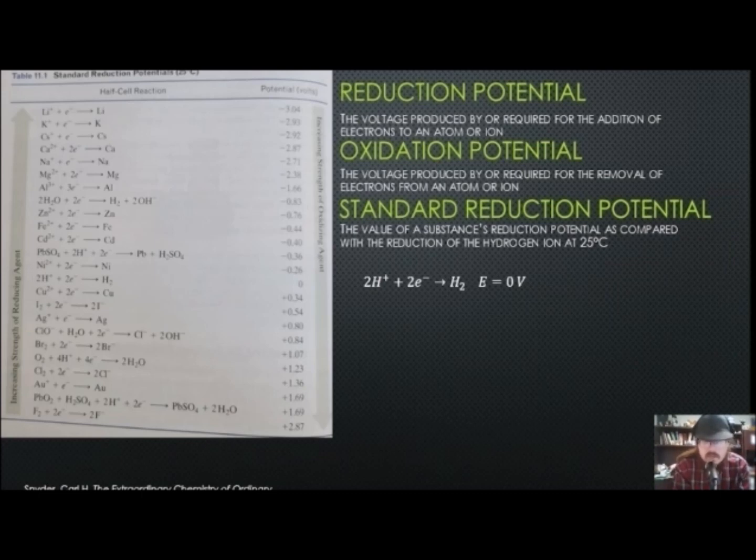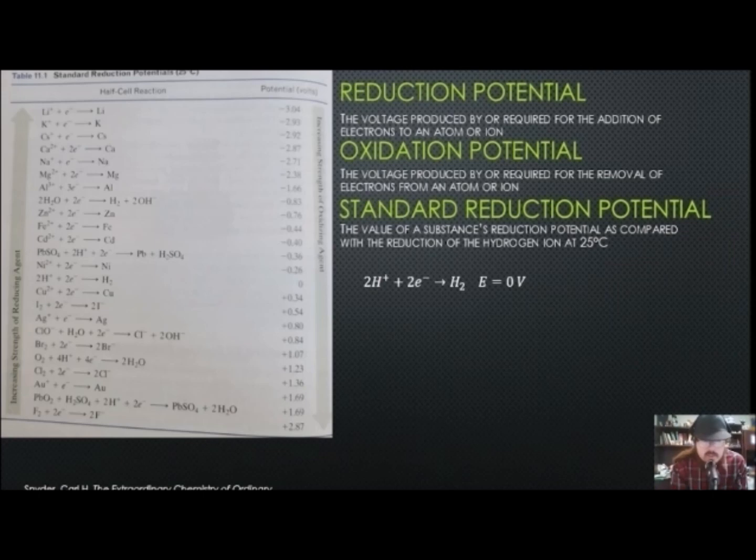It's not easy to isolate any half reaction by itself, because remember, for every oxidation, you need a reduction. So we can't just measure anything by itself. So we had to create an acceptable standard that is accepted worldwide to compare this with. And that's where we took the standard of hydrogen, protons being reduced to hydrogen gas, and we've set that artificially at 0 volts.